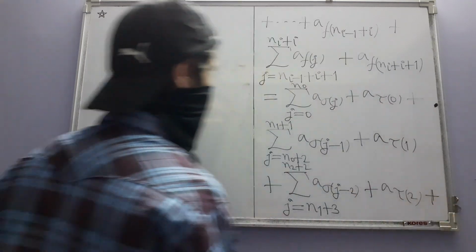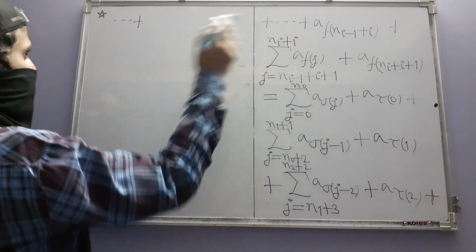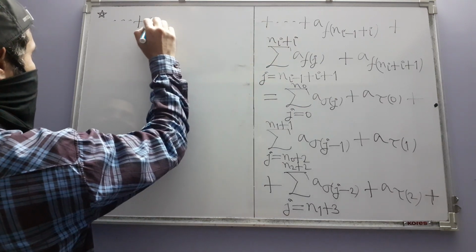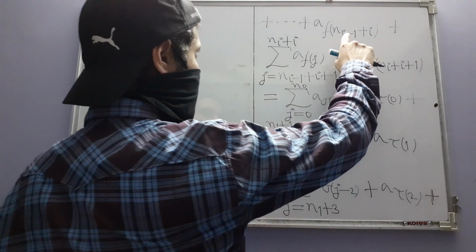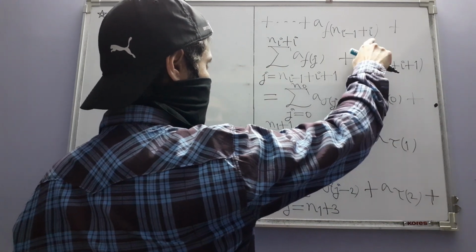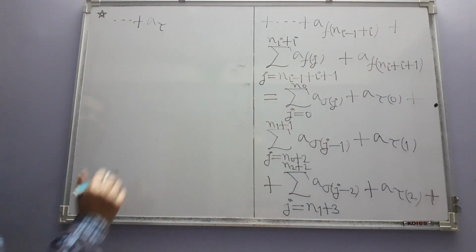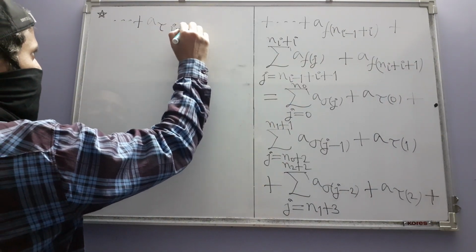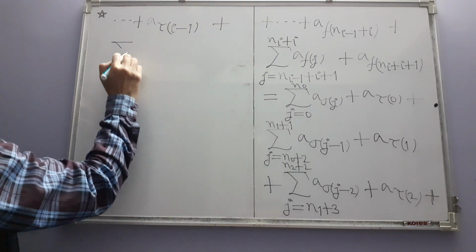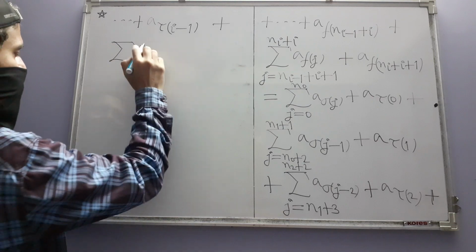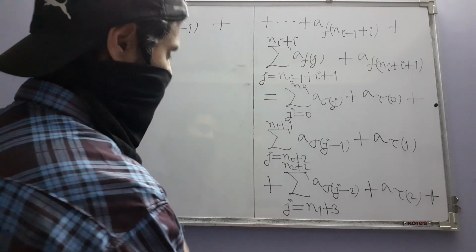Plus, okay, what will happen to that one? A tau, what will it be? n_{i-1} + (i-1) + 1. So here k is i minus 1, plus summation of sigma. Okay, so now what will happen?